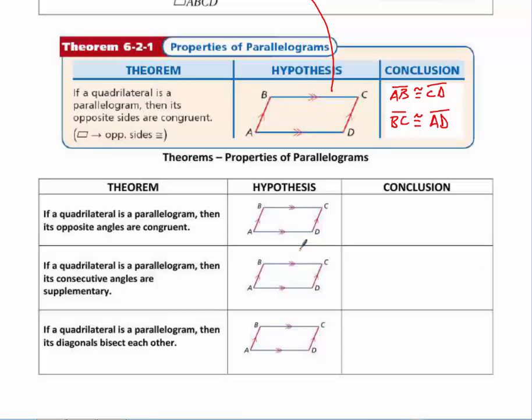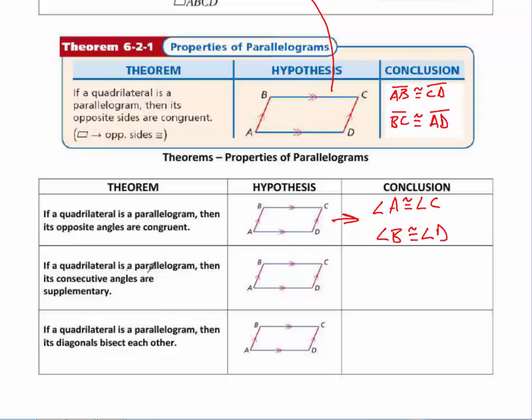A couple of other theorems: if a quadrilateral is a parallelogram, then the opposite angles are congruent. So in our picture here we have a parallelogram, and that implies that angle A is congruent to angle C, and angle B is congruent to angle D.